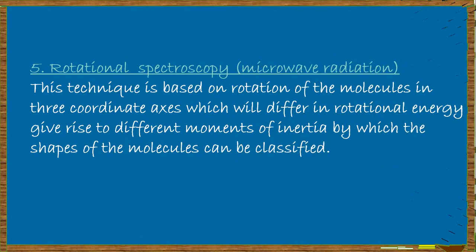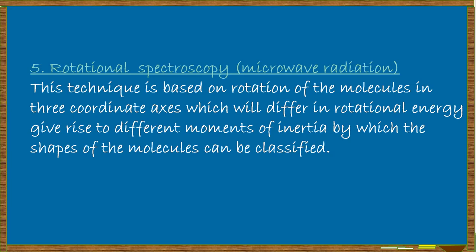The next one is the rotational spectroscopy. Here the microwave radiation is used. The microwave region is very useful here. The rotational spectroscopy is based on the rotation of the molecules in three coordinated axes, which differ in rotational energy, give rise to different moments of inertia, by which the shapes of the molecules can be classified.